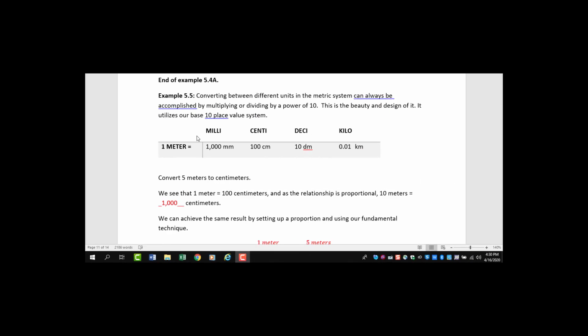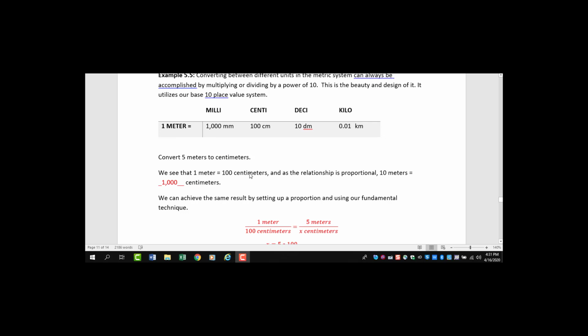What's really nice about the metric system is when you understand it, it's very easy to convert between units because everything's powers of 10. You're just multiplying or dividing by powers of 10. Milli means thousandths. Kilo means thousand. Centi, like cent, means hundred. And deca, like decimal, means 10. So 1 meter is equal to all these different conversions.